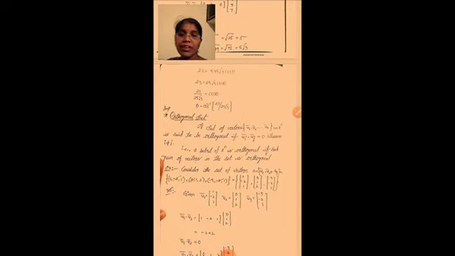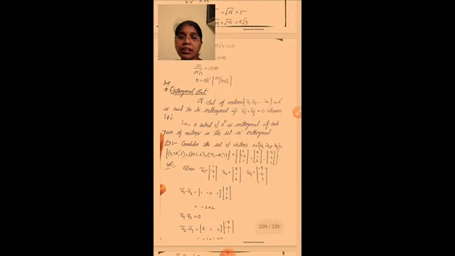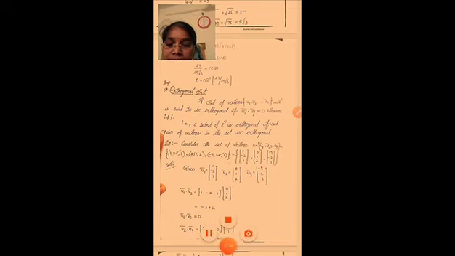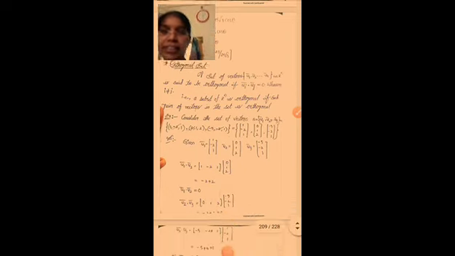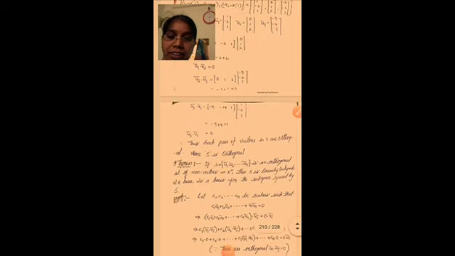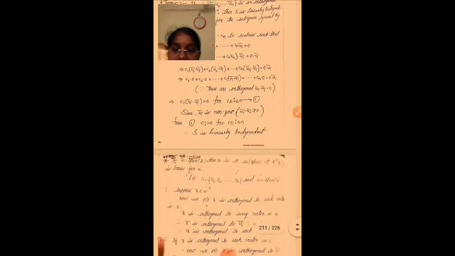A set of vectors u1 bar, u2 bar, ..., un bar in R to the power of n is said to be orthogonal if ui bar dot uj bar is equal to 0 whenever i is not equal to j, and is called an orthogonal set. That is, a subset of R to the power of n is orthogonal if each pair of vectors in the set is orthogonal. So that is the orthogonal set definition. Next, the orthogonal basis.